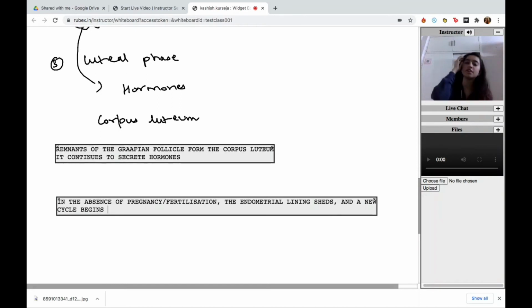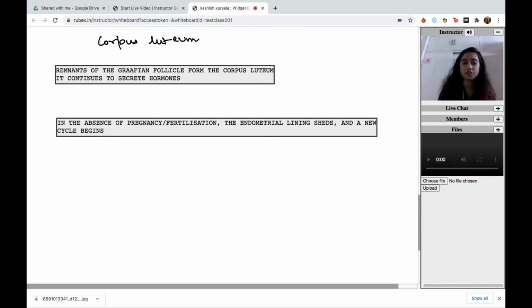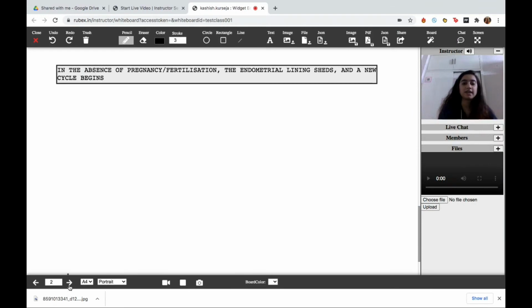A new cycle begins right after the 28 days are over and there is the absence of any type of fertilization. Okay, understanding it better with the help of an image.